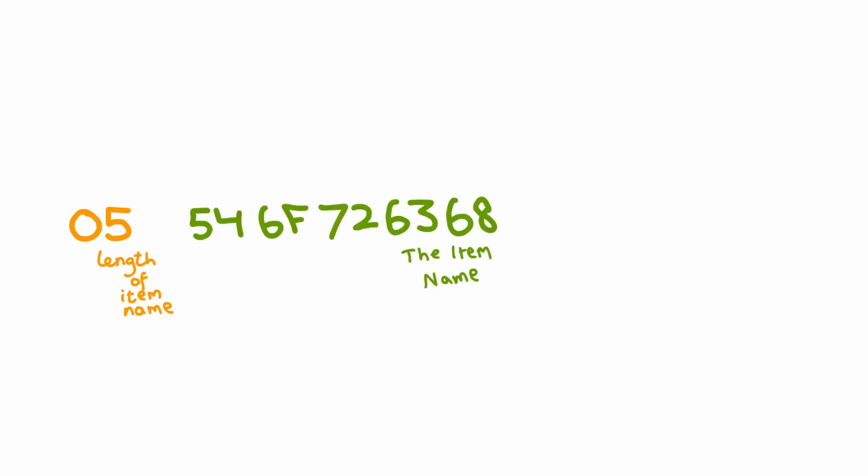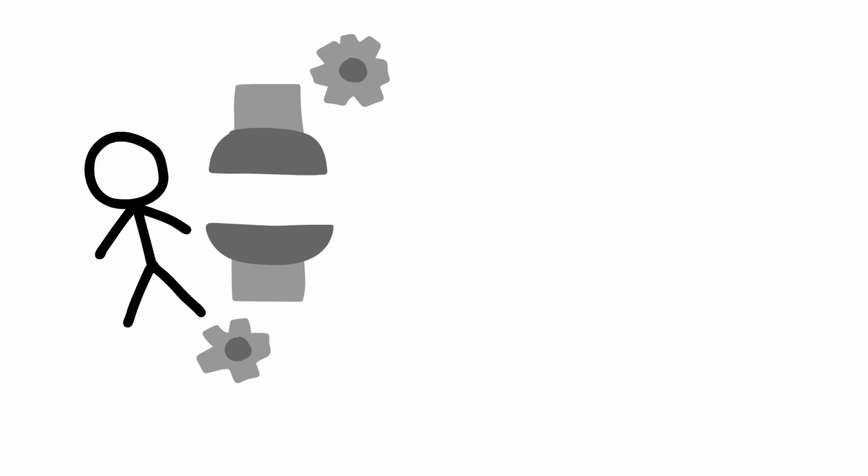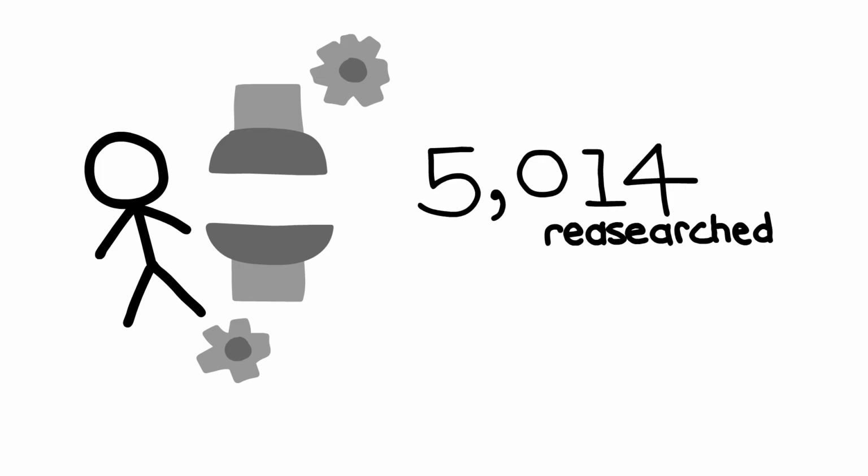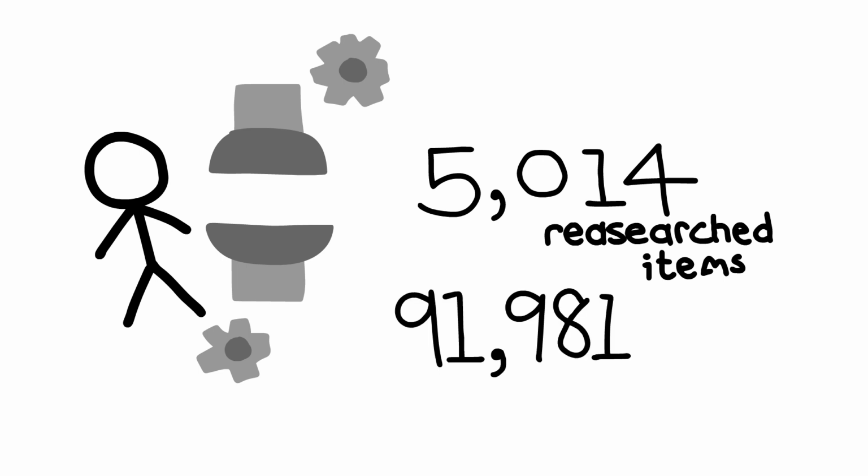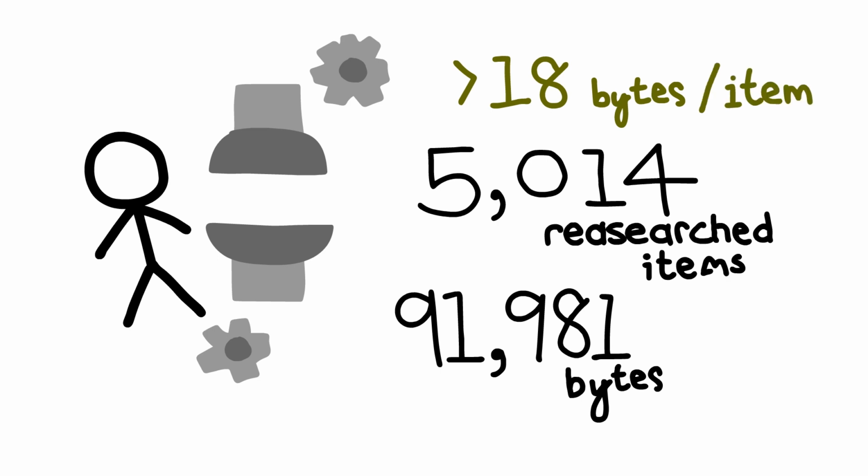Since we're storing text, we'll use the same system as the spawn points, world names, and the player names. The first byte of each section expresses how long the succeeding text is. The text is the name. Save and drill. After that, another 32-bit little endian number expresses the quantity of item researched, and that wraps the section. A fully researched character has 5,014 researched items. All 5,014 of those items take up a whopping 91,981 bytes. That's an average of over 18 bytes per item.